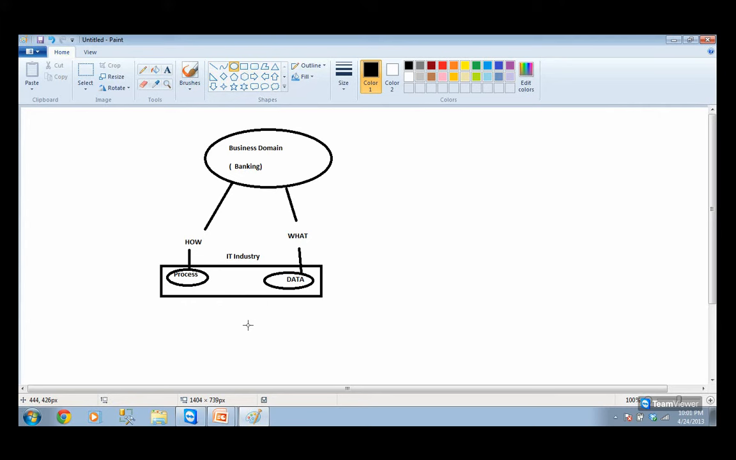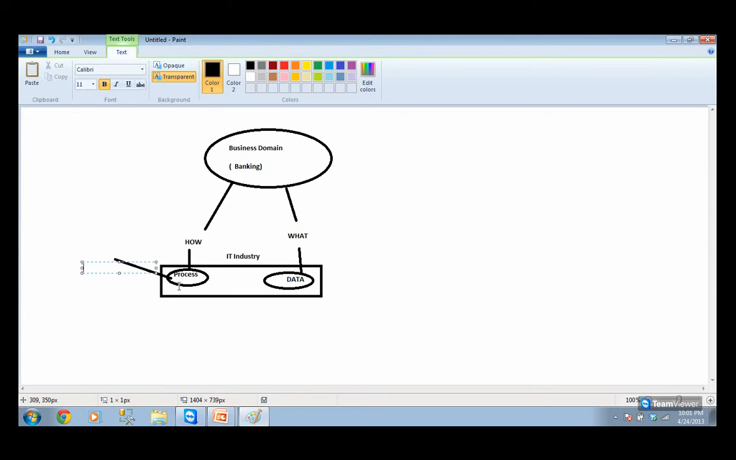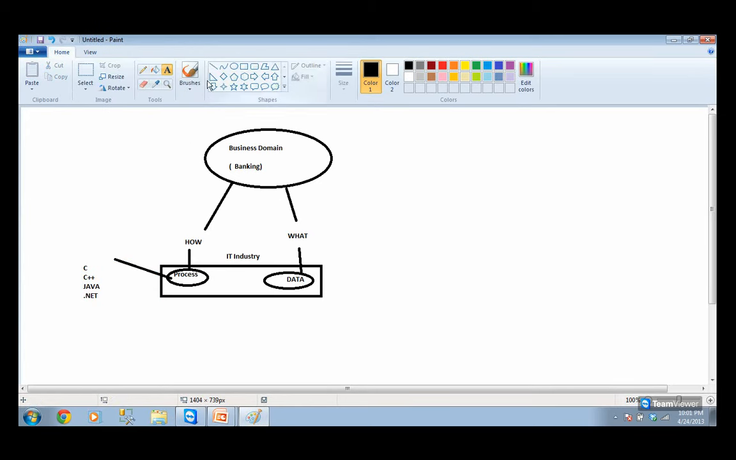Whether you take Microsoft, Infosys, Wipro, Google, anything in this world, they're working for a user. When they say they're working for a user, the IT companies are doing only two activities: working towards the process side or working towards the data side. When they're working towards the process side, they have to use languages like C, C++, Java, .NET. So to automate the process, we have to have a language.